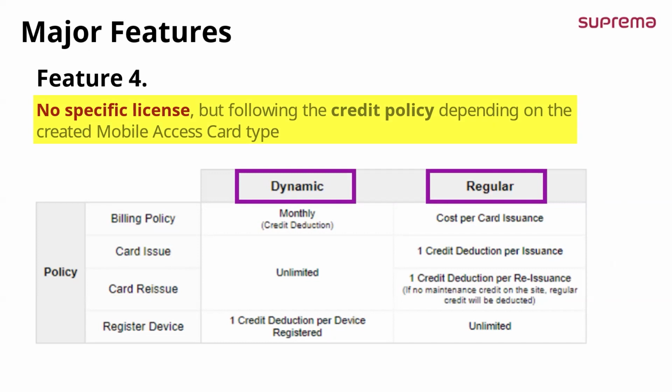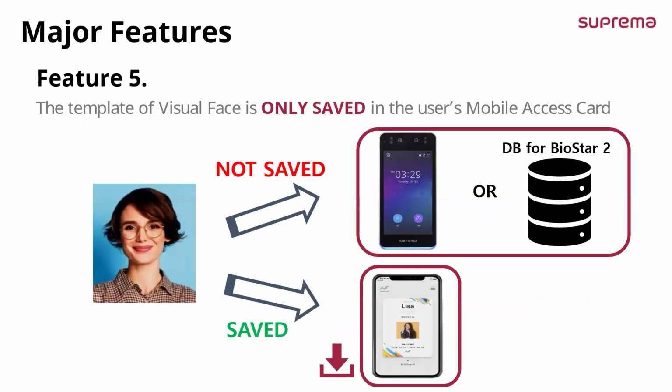Feature 4. There is no specific license for using TOM, but it follows the credit policy depending on the created mobile access card type. So, just like feature 3, users need to check the environments they want to use first and choose the billing method. Feature 5.